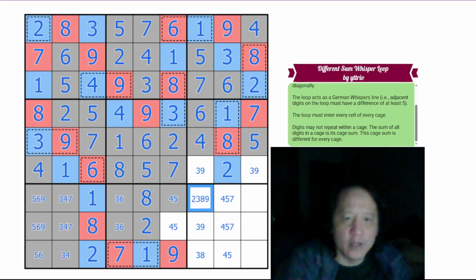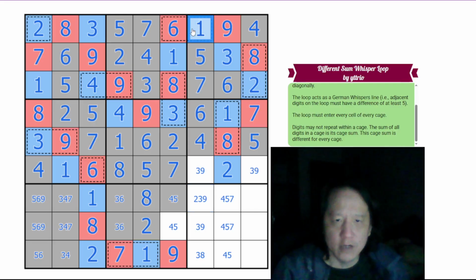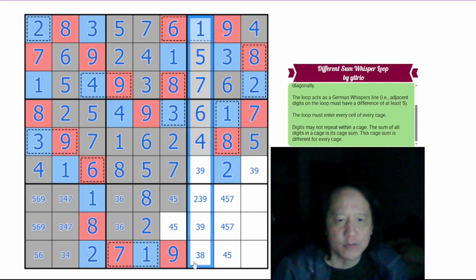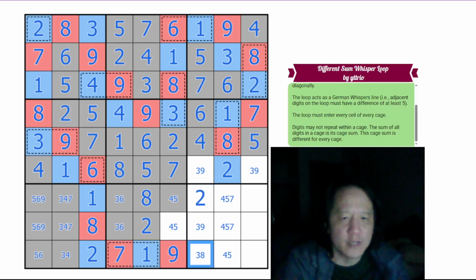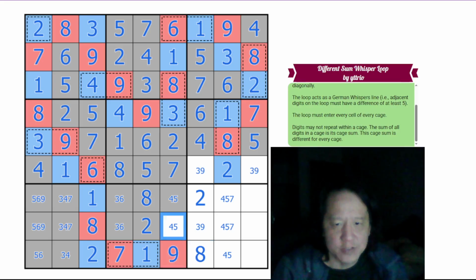This can't be 8. We have a 3, 9 pair in column 7, which eliminates 3 and 9 in the rest of the column. This can't be 3 or 9, it's 2. This can't be 3 or 9, it's 8. So this 9 cannot go this way. It must go this way. So this is not on the loop.